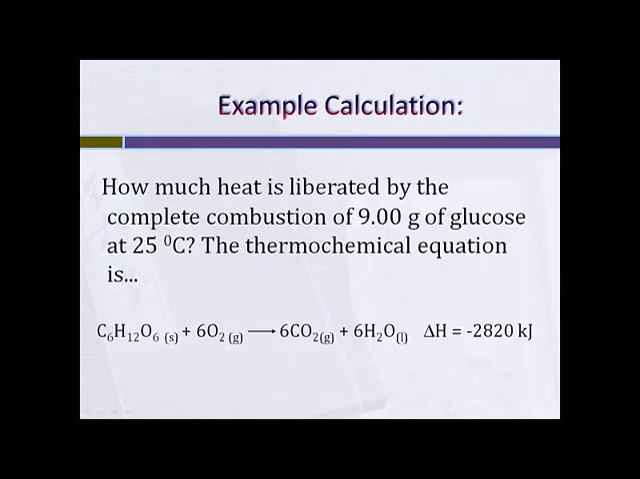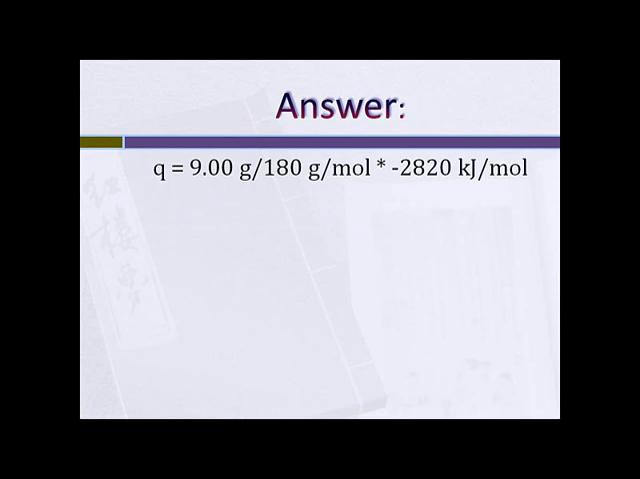Sample calculation, like we said. Here you have the combustion of glucose. We burn 9 grams of glucose at 25 degrees C. The equation has 2,820 kilojoules released for every mole of glucose that burns. 9 grams is a small fraction, and the answer is 141 kilojoules, and it is negative because it is released.